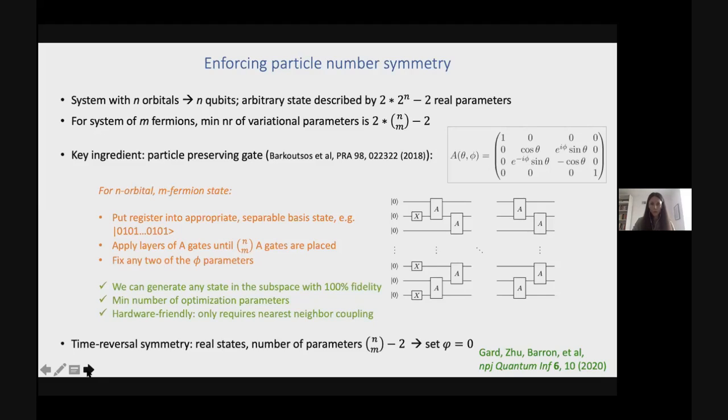So our solution was to consider as many gates of this sort as we need, which are parameterized, so that we only have this number of parameters, and we tile them in a way that you only need nearest neighbor gates. And we have proven by running numerics that this can span all possible states that have a fixed number of excitations. And then if you further impose time reversal symmetry, all you need is real states, so that reduces the number of parameters even less.